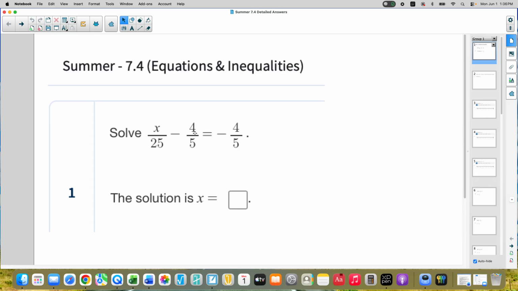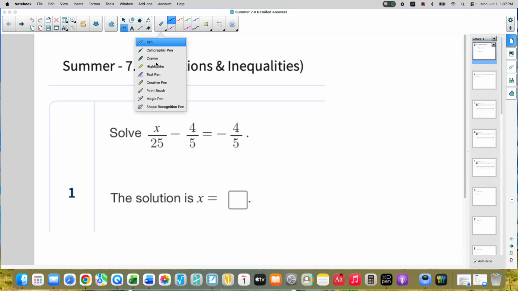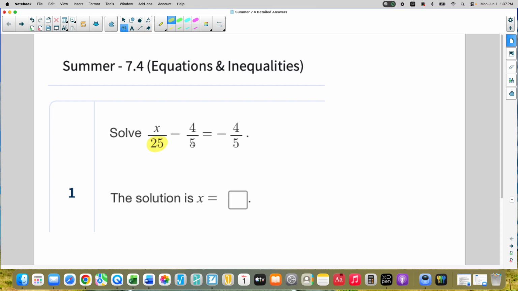There's a number of ways to do this. I'll show you two ways. One of the quickest ways is to get rid of all these fractions. You look at your denominators, and if you don't want to deal with converting them and getting common denominators, we can get rid of them by multiplying by the common multiple. The common multiple of 5 would be 25.